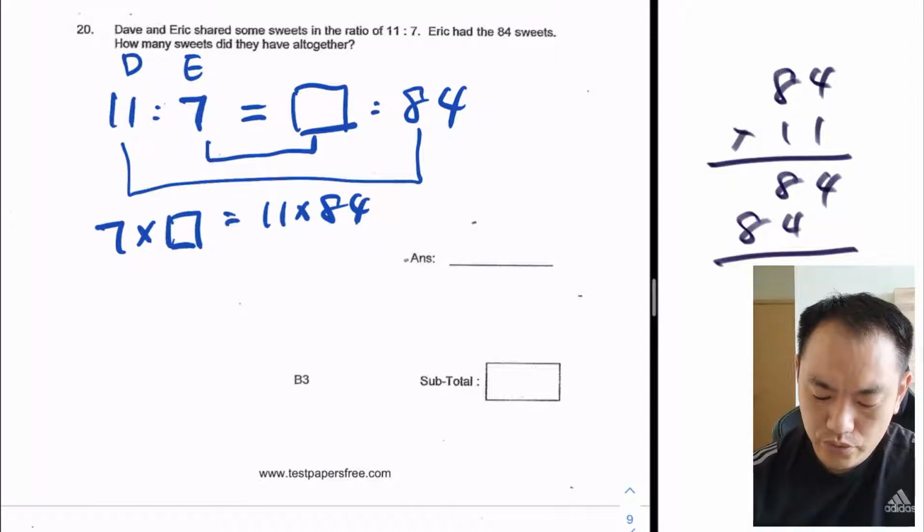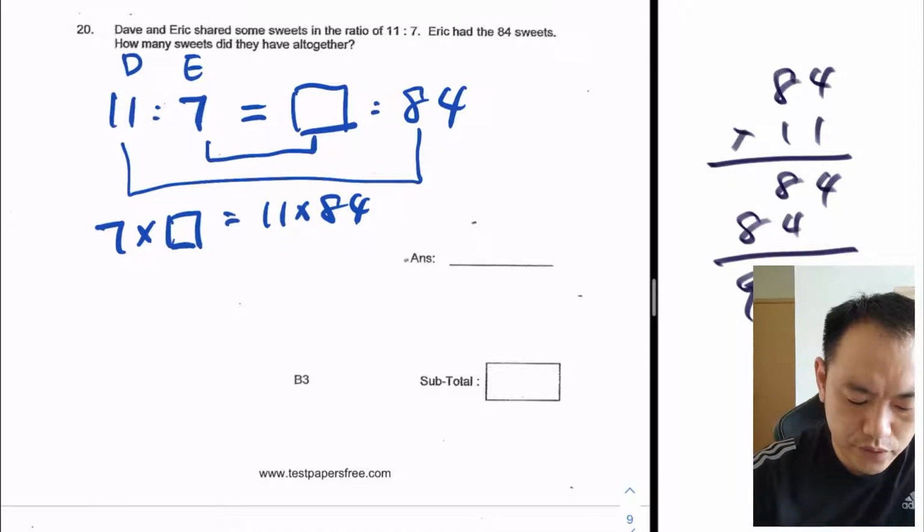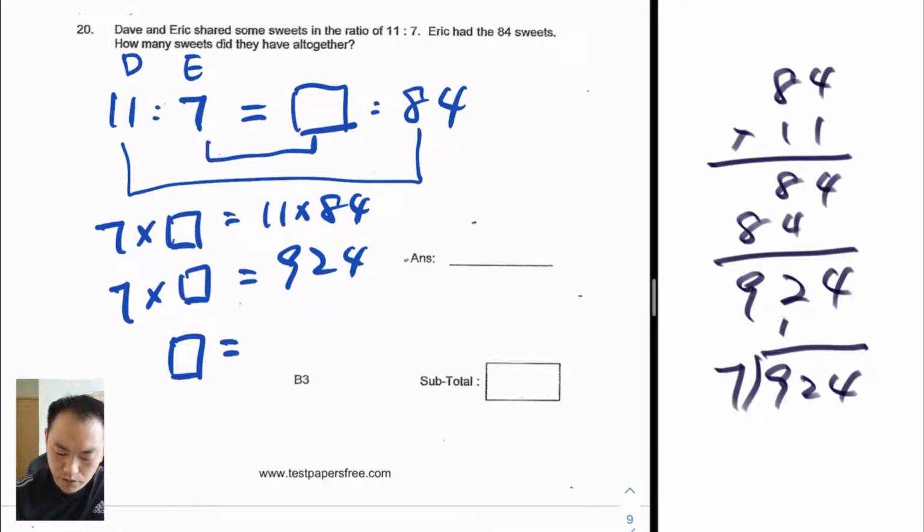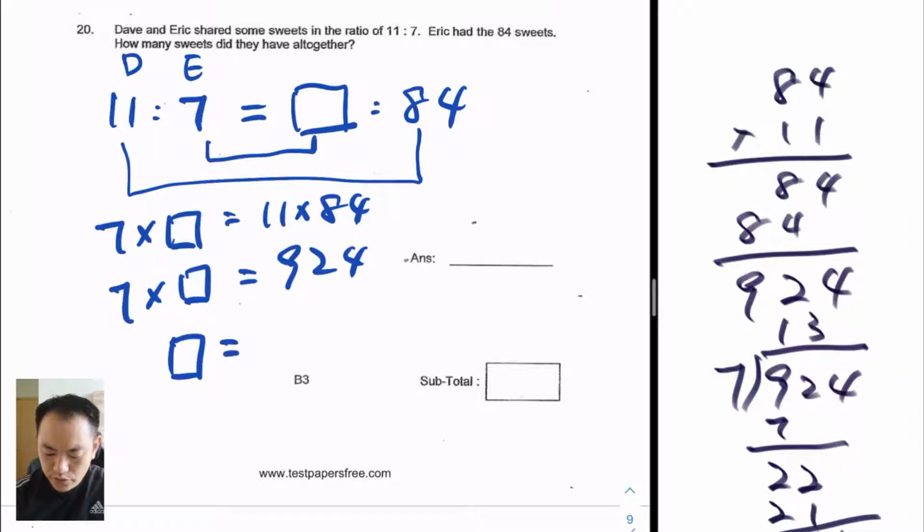So 924. 7 times square equals 924. Square equals 924 divided by 7. 9 minus 7 is 2. We put down the 2. 22 divided by 7 is 3, 21, 14, 2, 14 here. So the answer is 132. Okay, so Dave has 132.